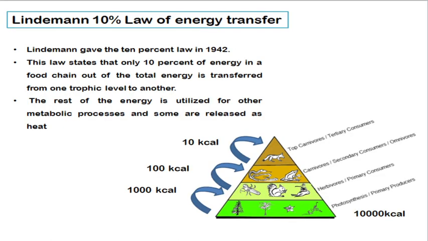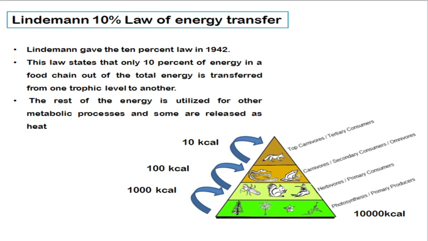Next is from ecology, Lindeman's 10% law of energy transfer. It was given by Raymond Lindeman in the year 1942. It is called the 10% law. Why is it called the 10% law? This law states that only 10% of the energy in a food chain is transferred from one trophic level to another trophic level. The remaining 90% of the energy will either be utilized in that particular trophic level or some energy will be released as heat.